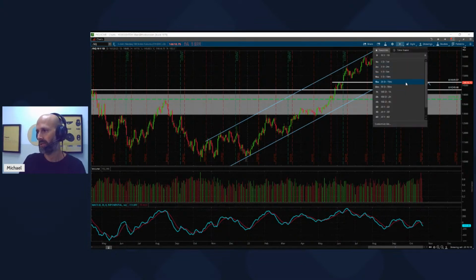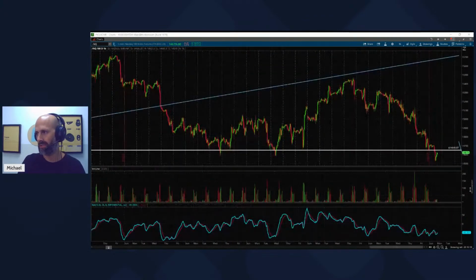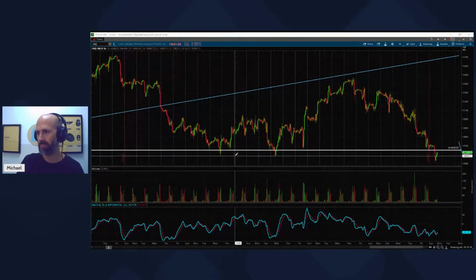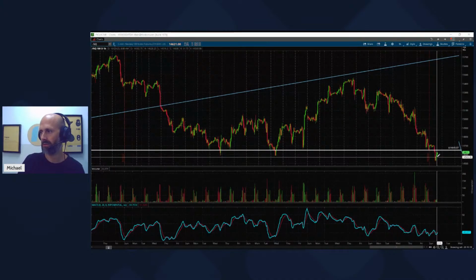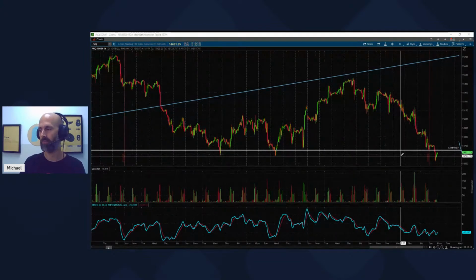Now I'll start with the hourly chart and then we'll zoom out to the daily. On the hourly chart, I can see the nice drop that we had for the last week or so. We reached that support level, just broke it a few hours ago, now pulling back to it. In that case, I don't have a lot to understand from it.